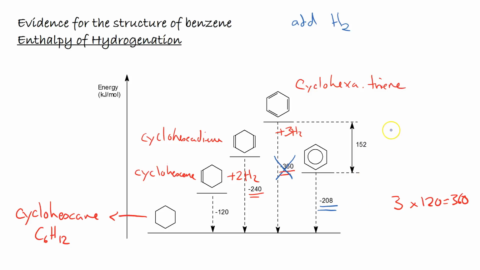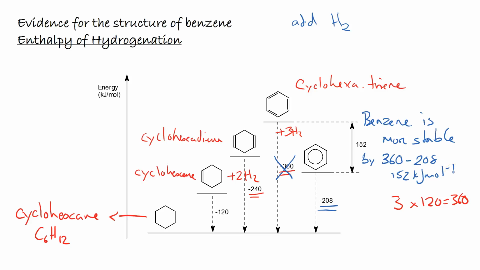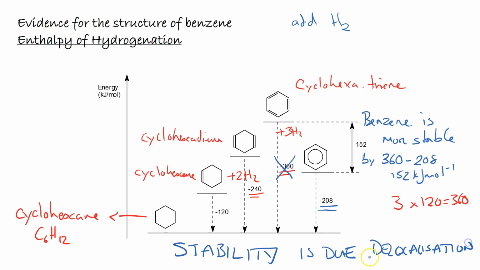And what that means is that benzene is more stable than cyclohexatriene by 152 kilojoules per mole, because that's the difference between 360 and 208. Compared to cyclohexatriene, the stability, we say, is due to the delocalization of electrons in the pi system.